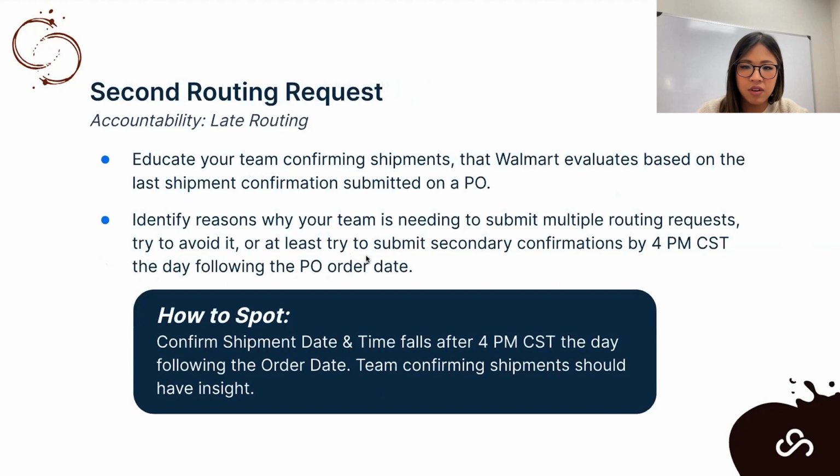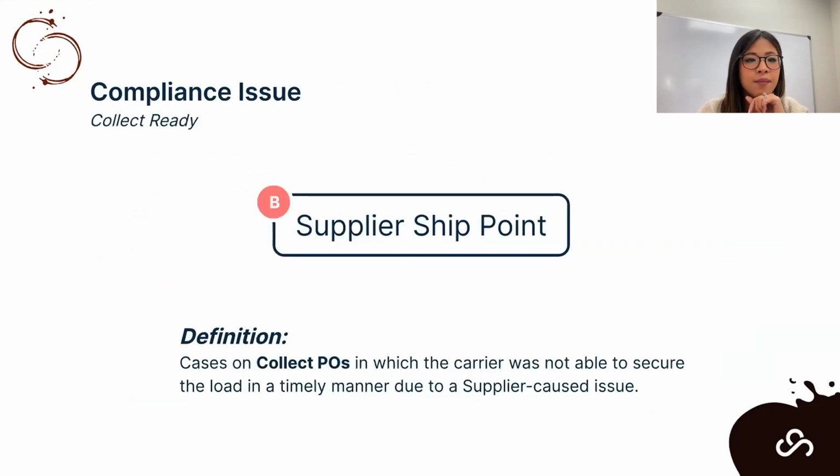And again, for second routing requests, if it's out of your control, you need to make sure that you are filling in tickets or letting your buyer know that we're submitting second routing requests because of these particular reasons.